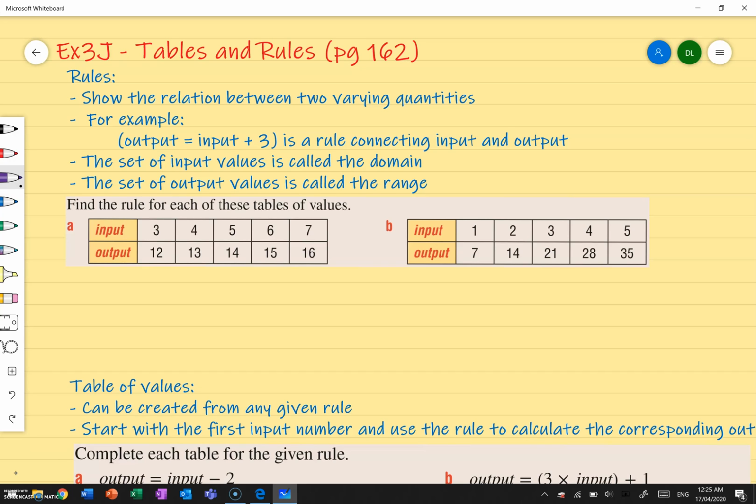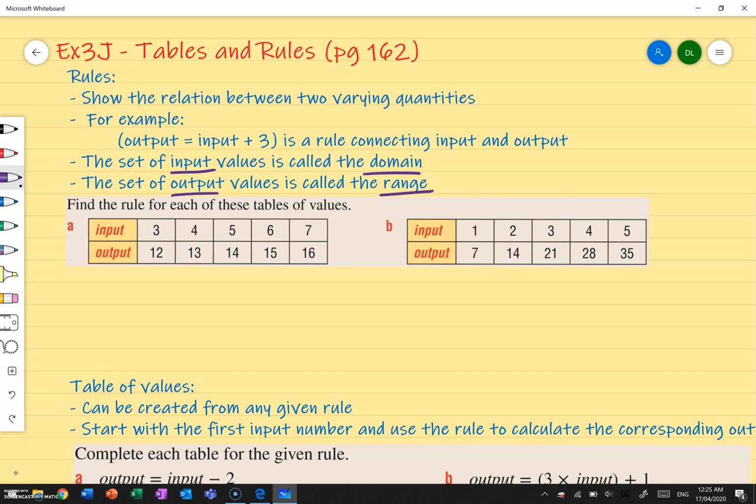So say, for example, my input is 6. If my input is 6, that's what I'm putting in, right? If input is 6, 6 plus 3 gives me 9, and my output is 9. That's how that works. So that's what output and input is. The set of input values is called the domain. So input is domain, and the output is the range.